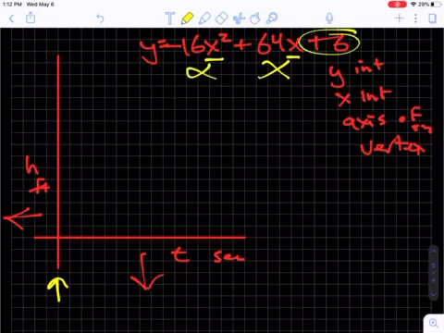And so you're just left with that. So my y-intercept is 6. So I'm going to go 1, 2, 3, 4, 5, 6. I'm going to put a point right here.